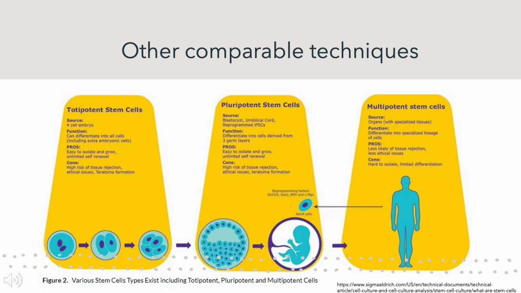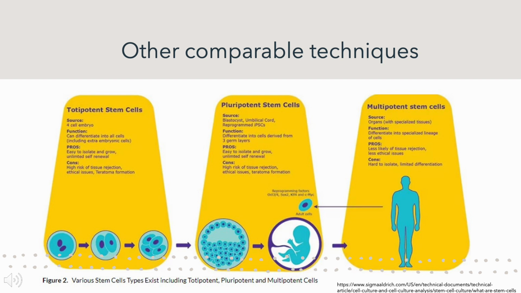Here's another figure that looks at the various stem cell types that exist, including totipotent, pluripotent, and multipotent stem cells. When comparing pluripotent stem cells to the other types, it is the most similar, with pros and cons, to totipotent stem cells. It is also the least similar to multipotent stem cells. They both have different sources of origin.